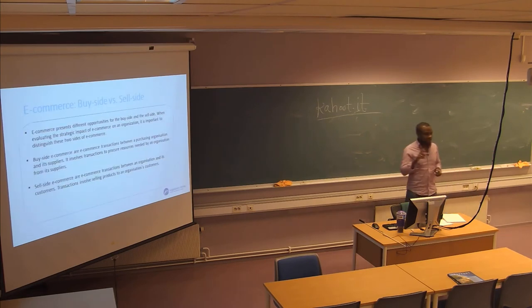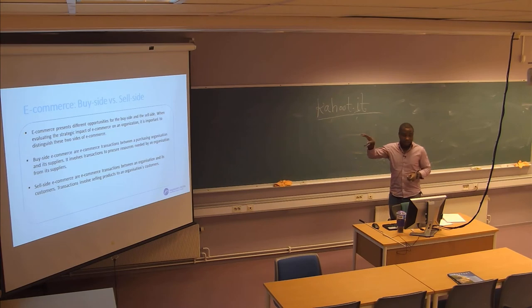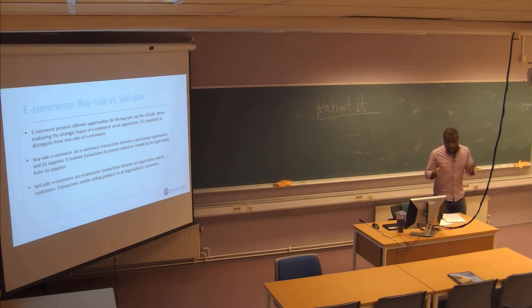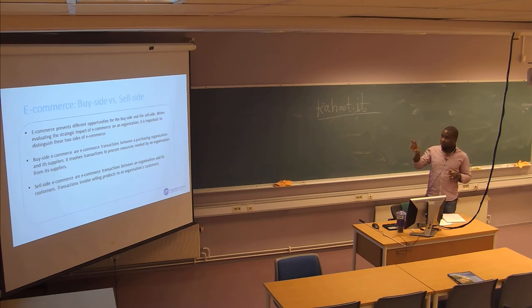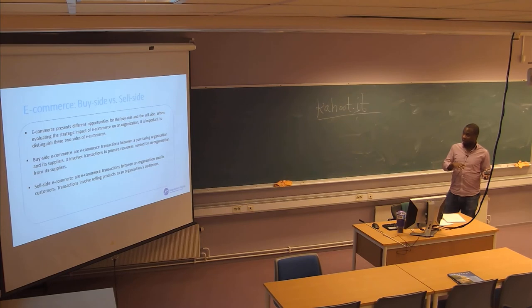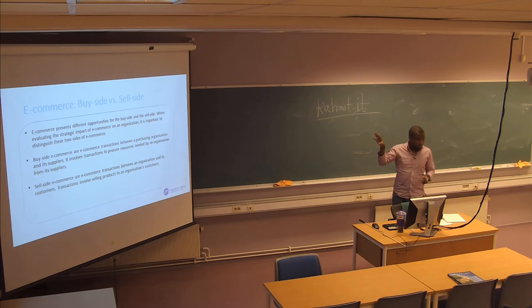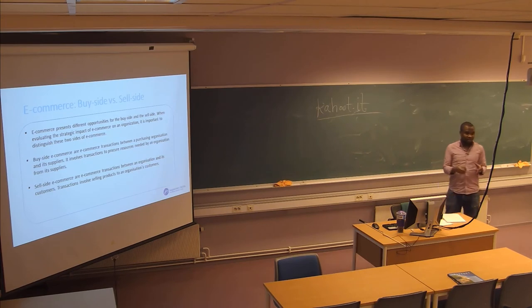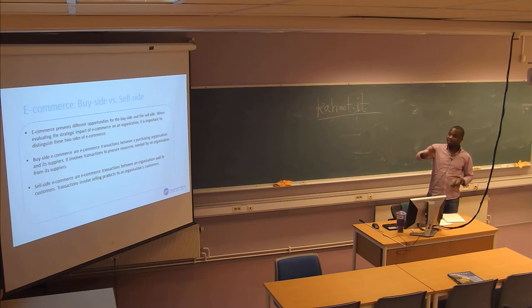But it's important to distinguish between two types of e-commerce. That is because, as we'll see in the second part of the course, when you are creating a strategy for e-commerce, you need to be very specific as to which side of e-commerce you are working on. So we have two main sides: the buy-side e-commerce and the sell-side e-commerce. As the two terms suggest, the buy side involves the interaction between an organization and its suppliers. I will demonstrate it pretty soon. While the sell side involves the interaction between the organization and its customers.